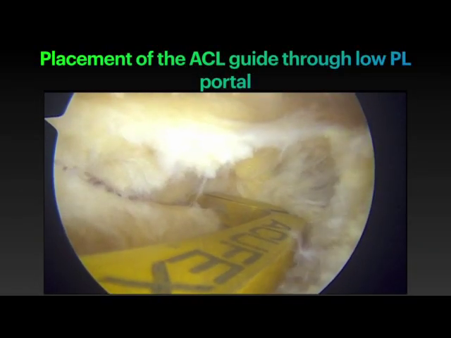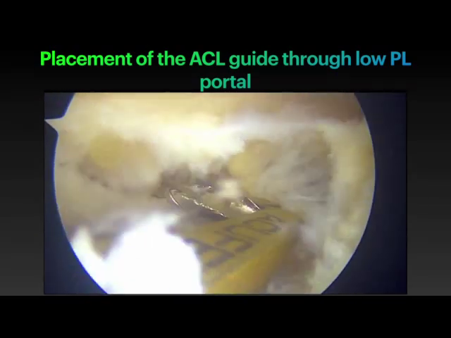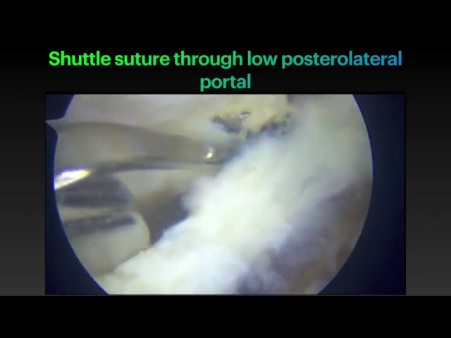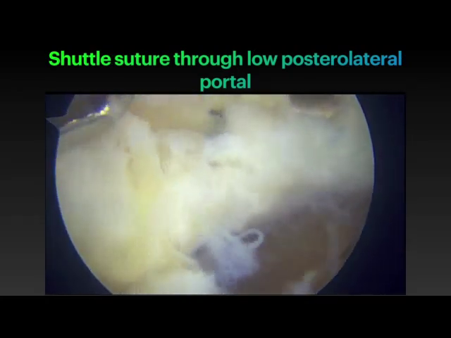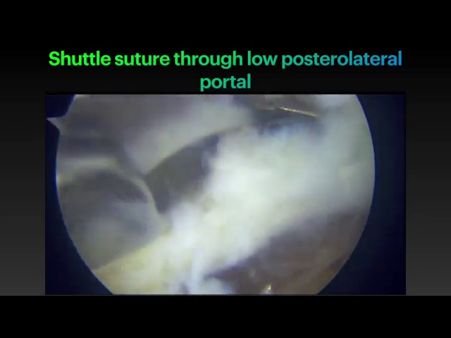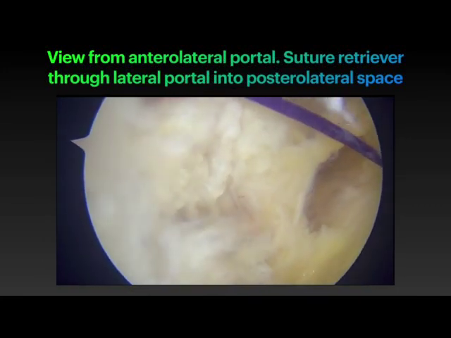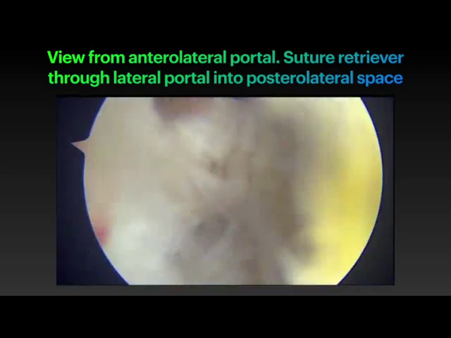An ACL guide is placed in the low posterolateral portal and a guide pin is placed for establishment of the tibial tunnel at the correct position. This is overdrilled with a 7 mm drill and a shuttle suture is placed and retrieved through the low posterolateral portal.